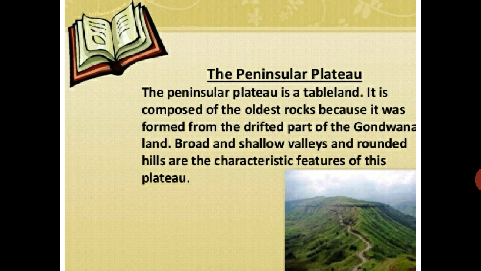Now, Peninsular Plateau. The Peninsular Plateau is a tableland. It is composed of the oldest rock because it was formed from the drifted part of the Gondwana land. Broad and shallow valleys and rounded hills are the characteristic features of this plateau. See, a plateau is a tableland type and it is high, but it is a tableland. Suppose a table is flat like that. In a mountain, the peaks are there, but in a plateau, the tableland is flat.